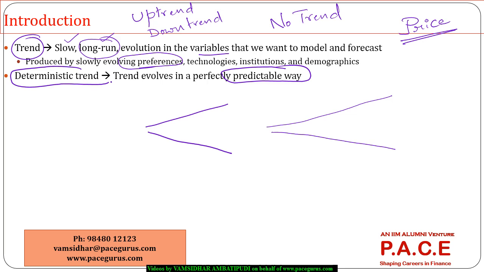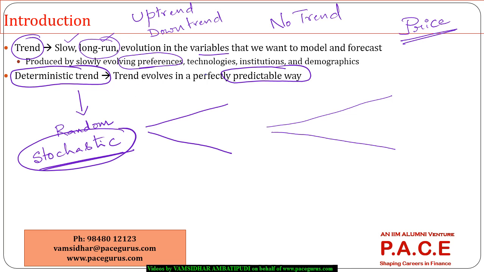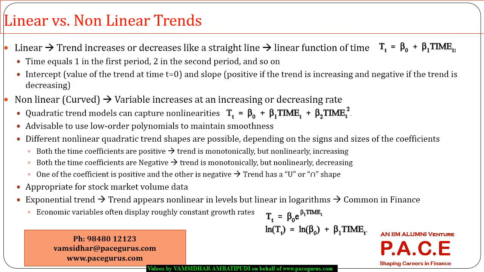That portion of the trend is what we are calling the deterministic trend. But that part of the trend which is not predictable, which is more and more random in nature, which can't be predicted through any mechanism, we are calling a random trend or a stochastic trend. So here our focus is more towards the deterministic trend itself rather than the stochastic component of it.